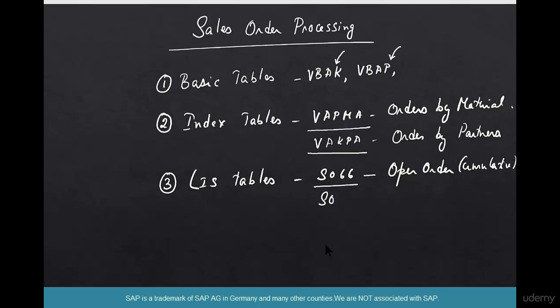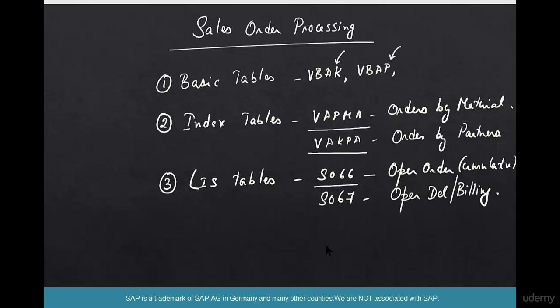Same thing with S067. This is open delivery and billing. Same thing, cumulative. Why are these used? To calculate the total credit that has been consumed by a customer. Total open credit in terms of open orders, open delivery, open billing. And that's being compared against the open items and the credit limit, and so on. There's a whole business logic that happens.